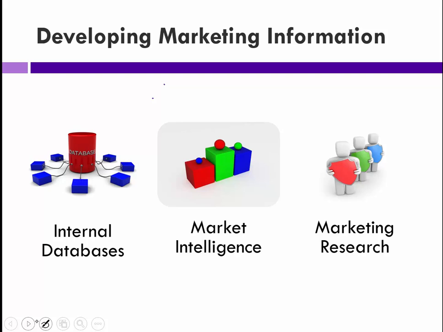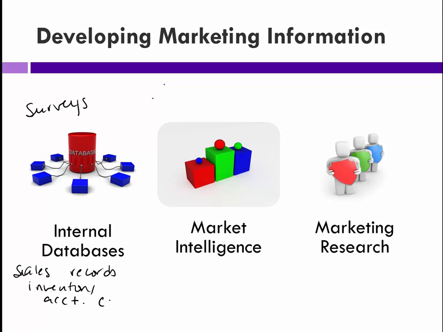So let's talk about developing that information. We said there are 3 different things. Internal databases, so these would be things like sales records that we've kept, inventory things. It could be our accounting information. It could be surveys that we've done of our customers, those customer resource management things, which tie into the sales records. So all those would be internal things, which actually can answer a lot of information about understanding our customers.